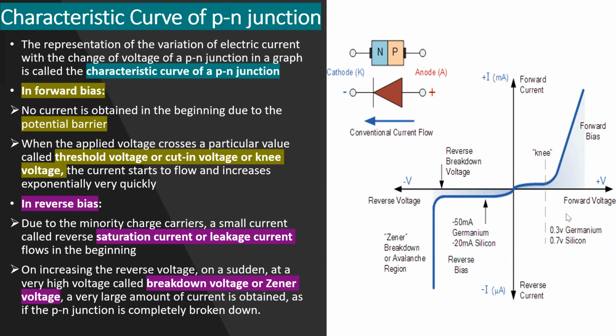So when the forward potential applied is more than that, the current starts increasing. And see, the current is only in terms of milliamperes. When the applied potential crosses this particular value, it is called the threshold voltage, cut-in voltage, or knee voltage. These are the terms. The current starts to flow and increases exponentially very quickly. So what is the knee voltage for germanium? 0.3 volts. And what is the knee voltage for silicon? It is 0.7 volt. Knee voltage is sometimes called the threshold voltage or cut-in voltage.